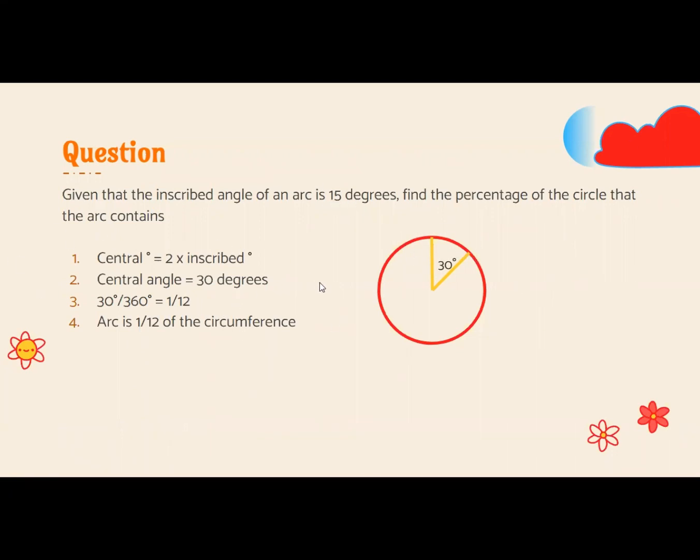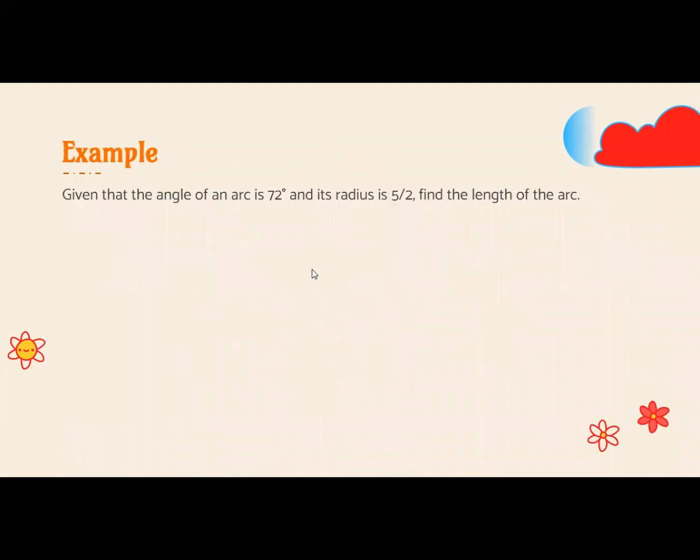So it's going to be 1/12 of whatever the circumference is. I think we just did this. So I'm going to do an example, and then we're going to do one last question, and I'll let you go. Given that the angle of the arc is 72 degrees and the radius is 5/2, find the length of the arc. The radius of the circle, by the way.